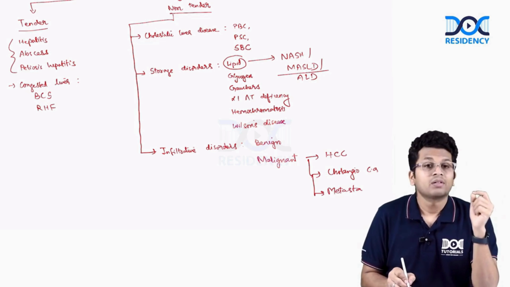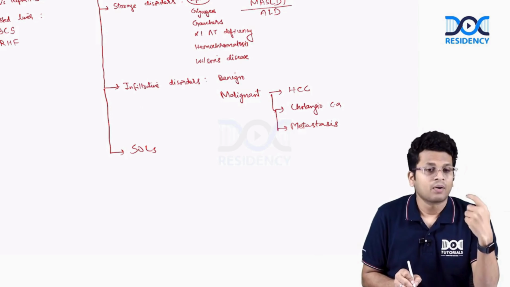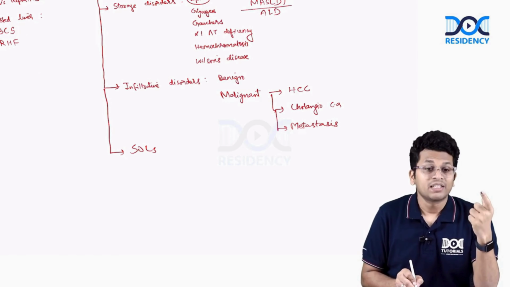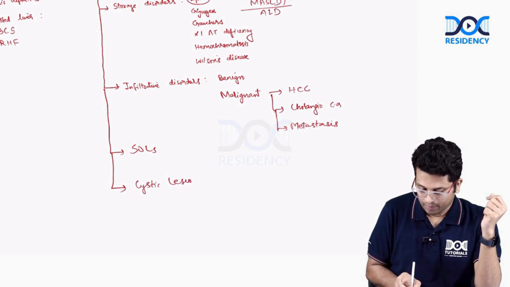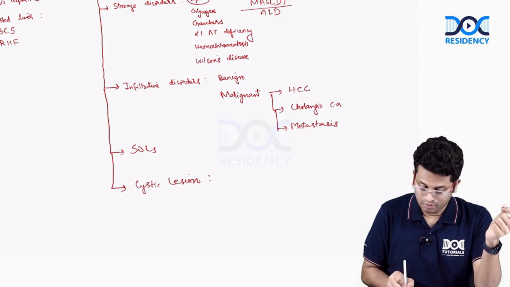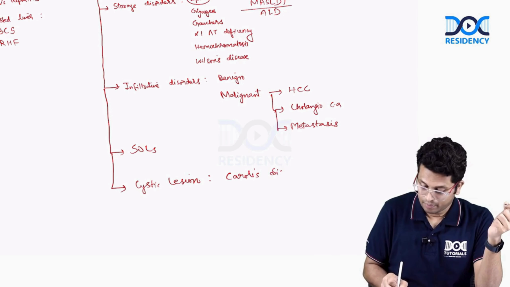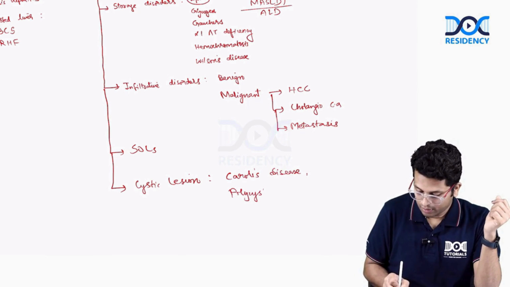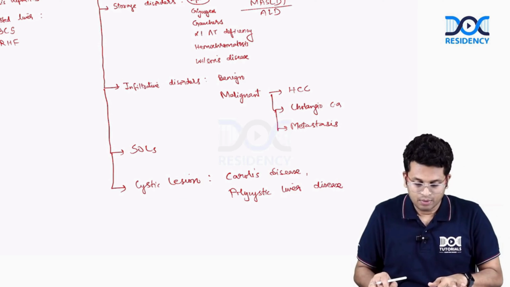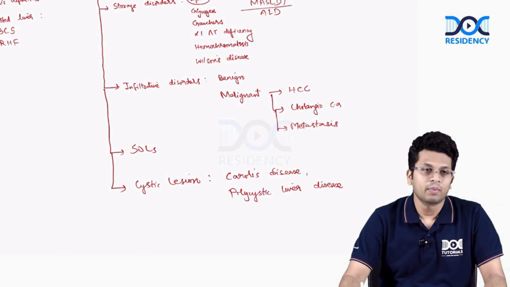Sometimes even presence of space occupying lesions could be there and cause these kind of symptoms. There could be cystic lesions, non-tender cystic lesions which can similarly present, for example Caroli's disease. It could be polycystic liver disease. Okay, so these are all causes. How we can divide it as tender hepatomegaly and non-tender hepatomegaly. Okay.